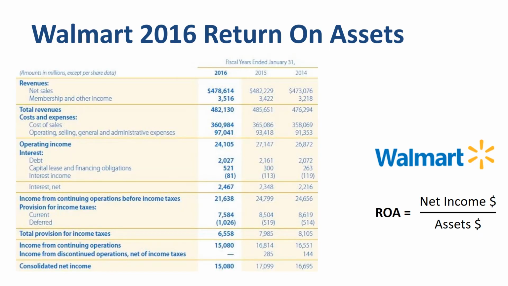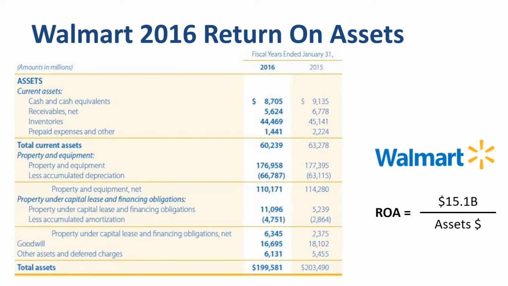We need Walmart's net income number, so let's take a look at the income statement. The net income for Walmart in the 12 months of 2016 was $15.1 billion, which is the numerator in our ROA equation. Next is the assets number on the balance sheet. Total assets on December 31st, 2016 was $199.6 billion. We fill in this number as the denominator in the equation and can now calculate Walmart's return on assets for 2016 as 7.6%.